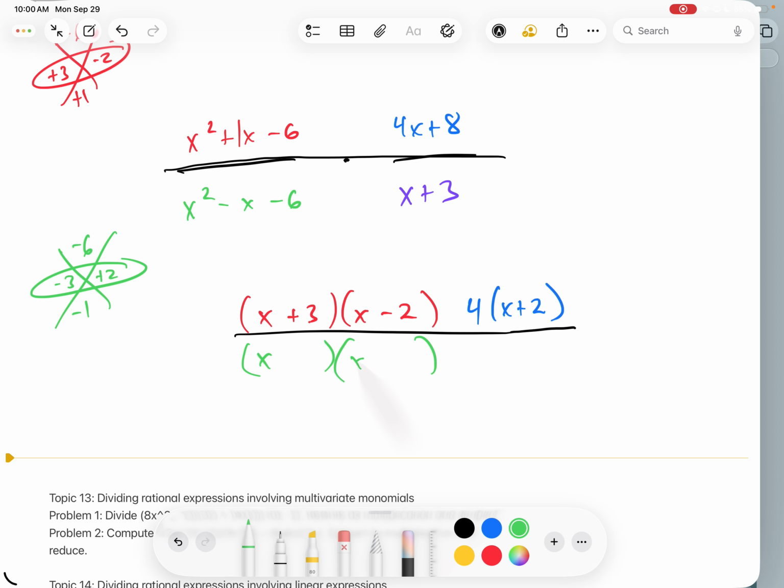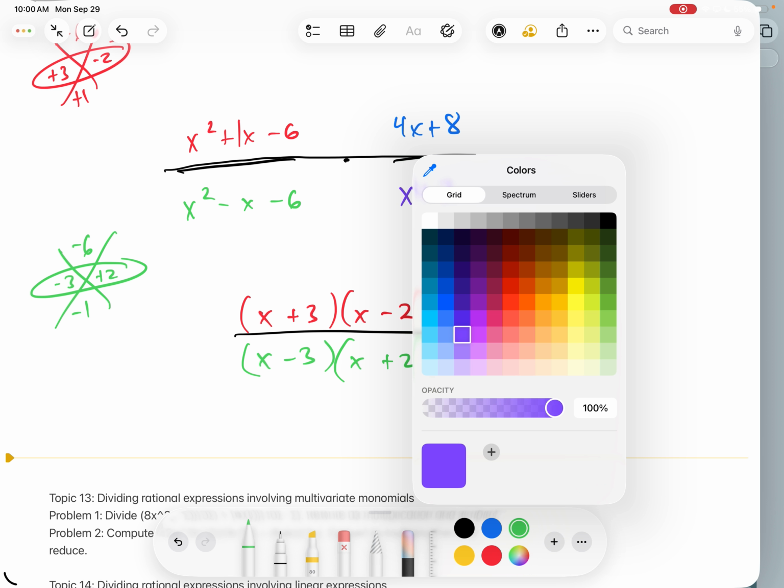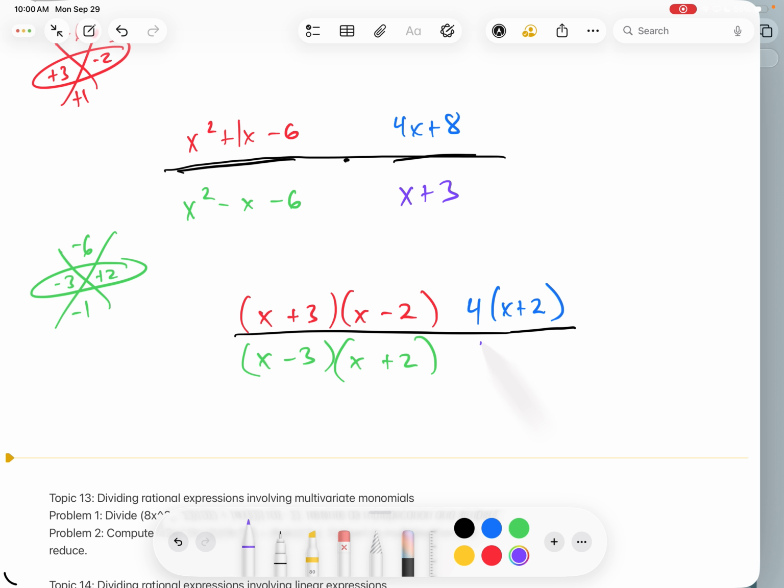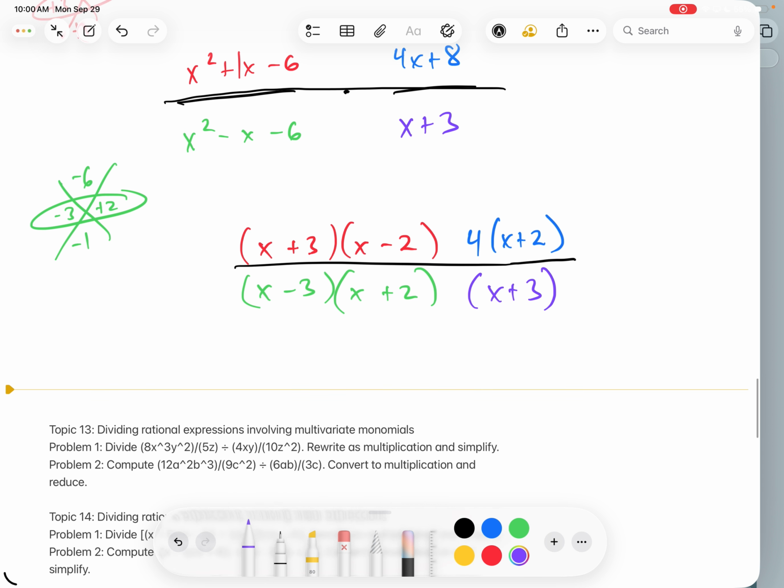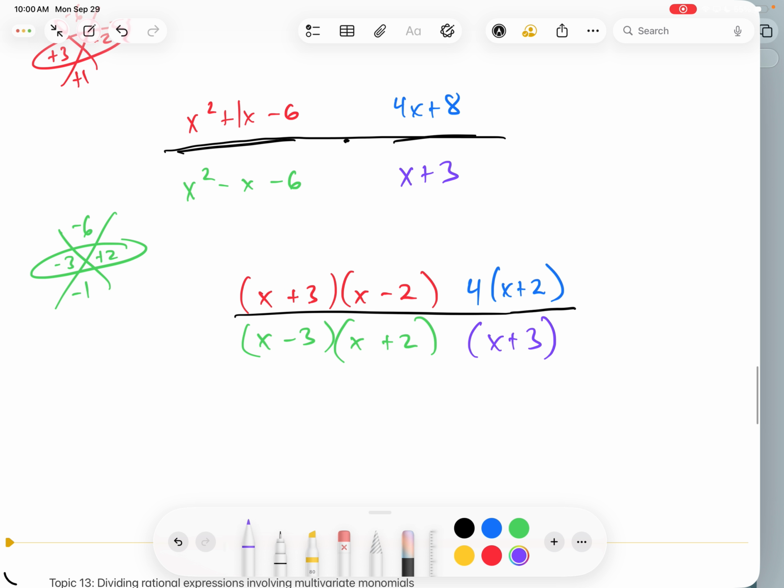So x times x is x squared. Negative 3 times 2 would be negative 6. Negative 3 plus 2 would be negative 1. And then my purple one, can't do anything with that. That's just x plus 3. So you have to work 4 separate problems on these: upper left, upper right, bottom left, bottom right, and then simplify.